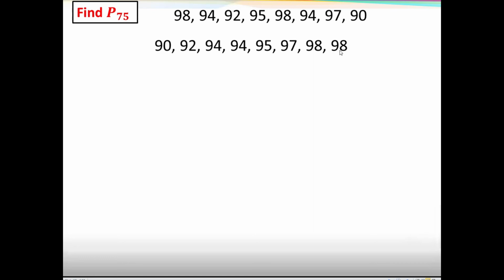Next, count how many numbers we have in the given set. So 1, 2, 3, 4, 5, 6, 7, 8. N is equal to 8. We are looking for P sub 75. Therefore, we need to use the formula P sub k equals k times n over 100. In this example, we will replace k by 75 because we are looking for the 75th percentile. N will be replaced by 8. So substituting 75 and 8, we now have P sub 75 equals 75 times 8 over 100.